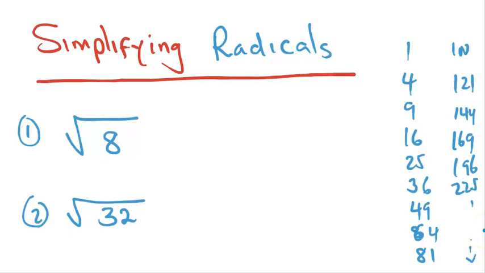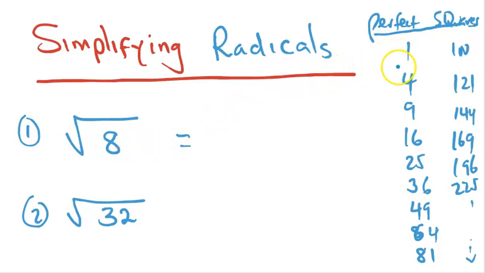So when simplifying radicals, once you know the perfect squares, it is very easy for you to simplify radicals. And why am I saying that? In order to simplify a radical, you break it down into two radicals such that one has a perfect square.